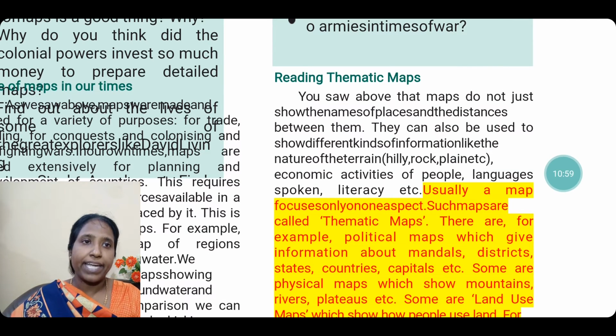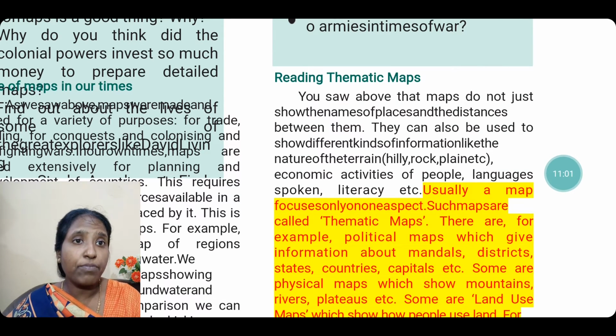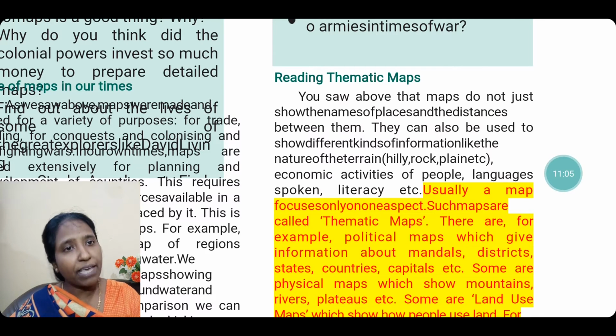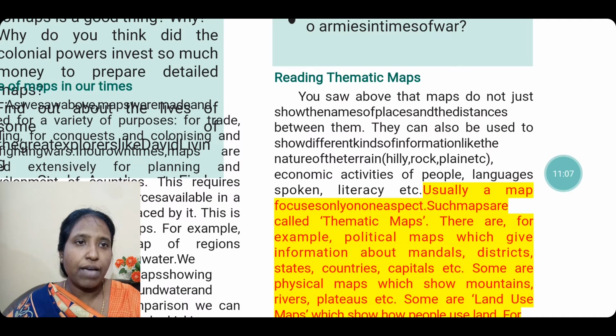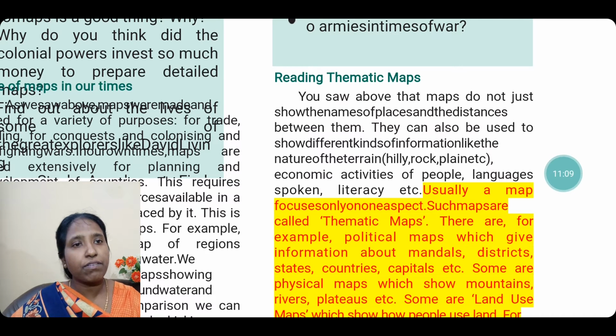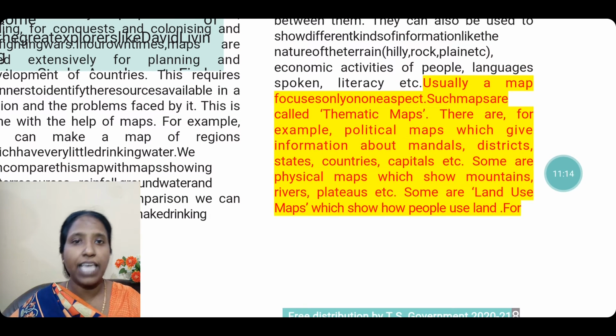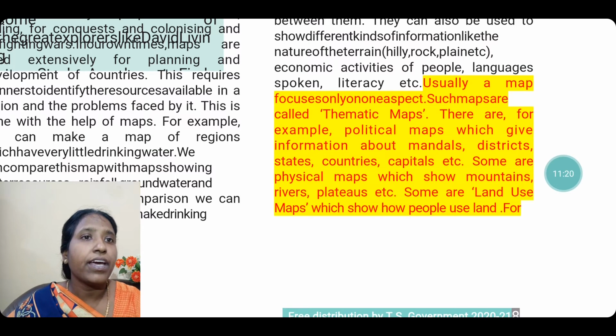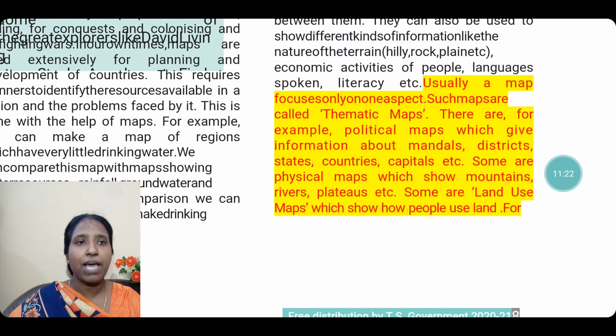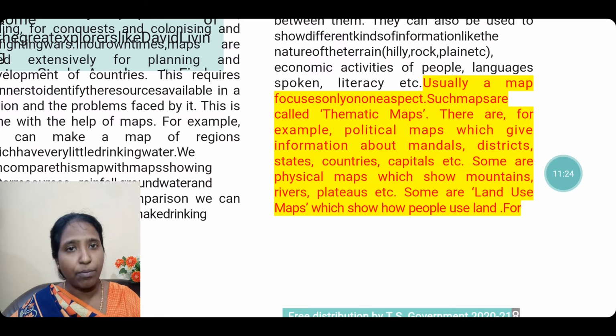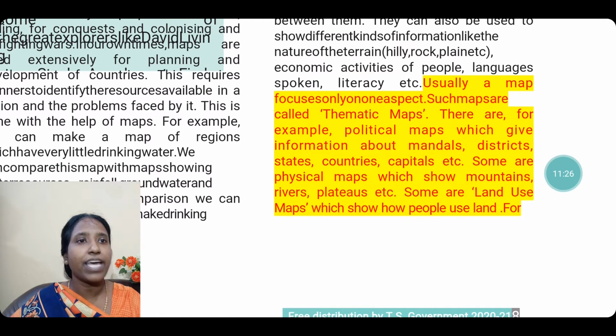Then reading thematic maps. Usually a map focuses only on one aspect. Such maps are called thematic maps. There are, for example, political maps which give information about mandals, districts, states, countries, capitals, and so on. They tell which is the border of which country, which is the border of which state. And then some are physical maps which show the mountains. They tell about the relief features of that place.